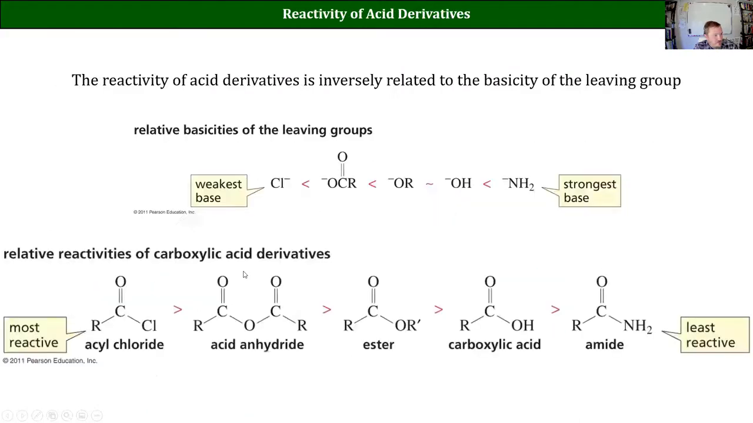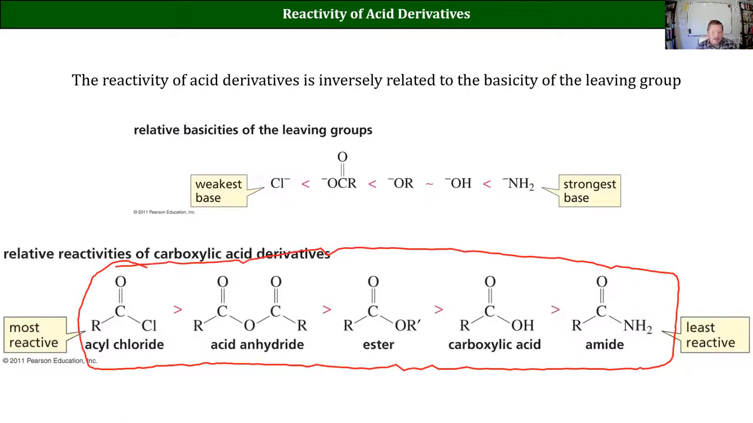And that first review slide winds up being important when it comes to predicting which side is favored at equilibrium, right? The most reactive are the ones on the left. So anything that's on the left can be turned into anything to the right of it. Any of the more reactive groups, we can turn into any of the less reactive groups just by supplying a nucleophile. Because the further to the left you are on this diagram, our leaving groups are better leaving groups, they're weaker bases.